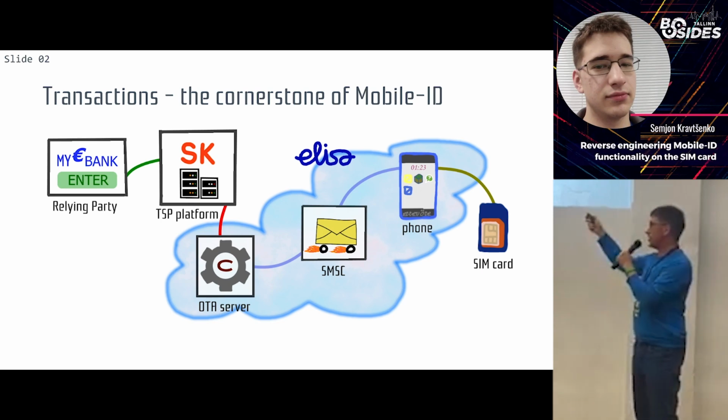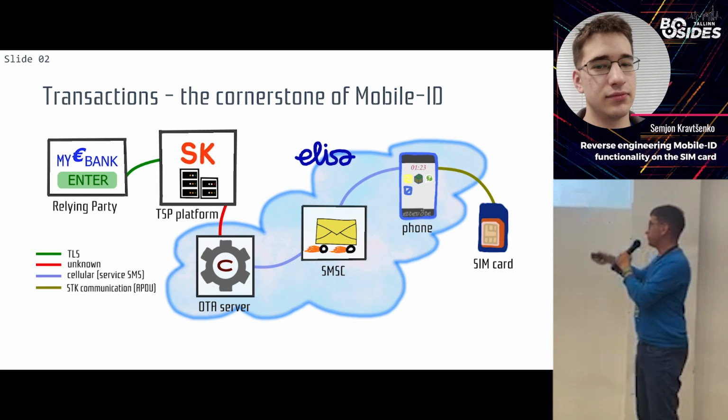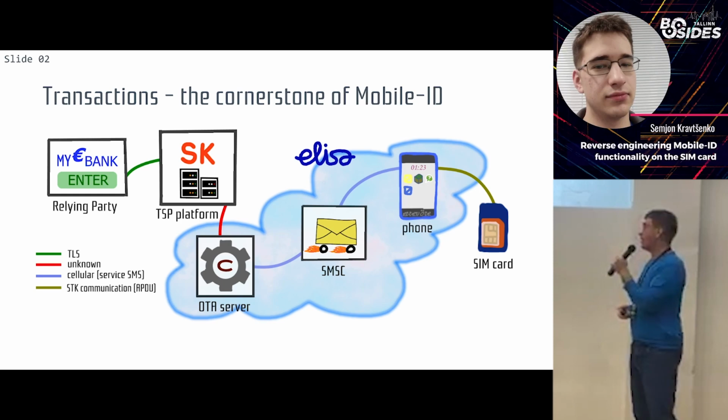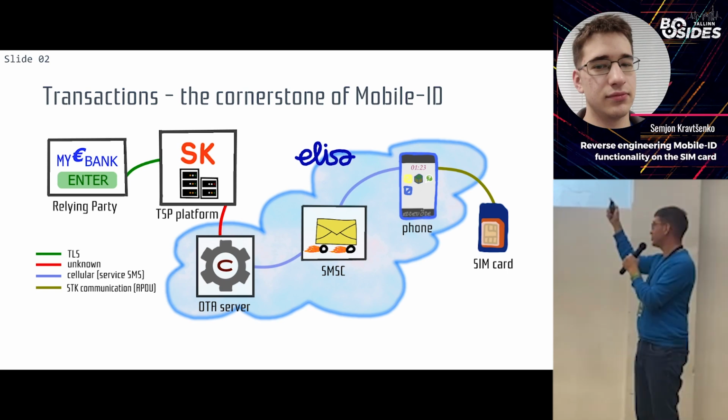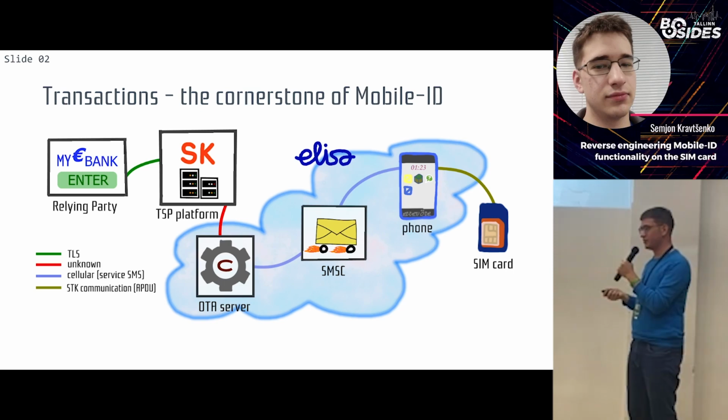So you can see communication channels here in different colors. The first one, from the relying party to this TSP platform, it's a well-known API. You can find the documentation for it on GitHub, and it's just TLS. Then what happens between the TSP platform and the OTA server, sadly we can only guess. Then the SMS message is delivered in a usual way, so nothing too much Mobile ID specific here.